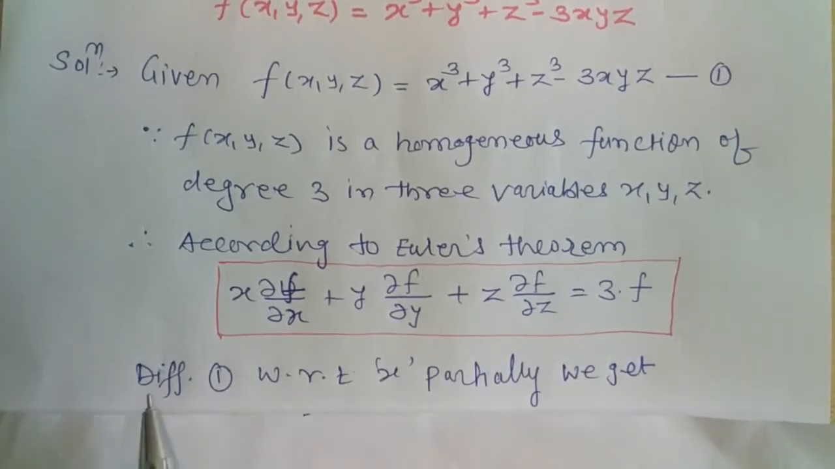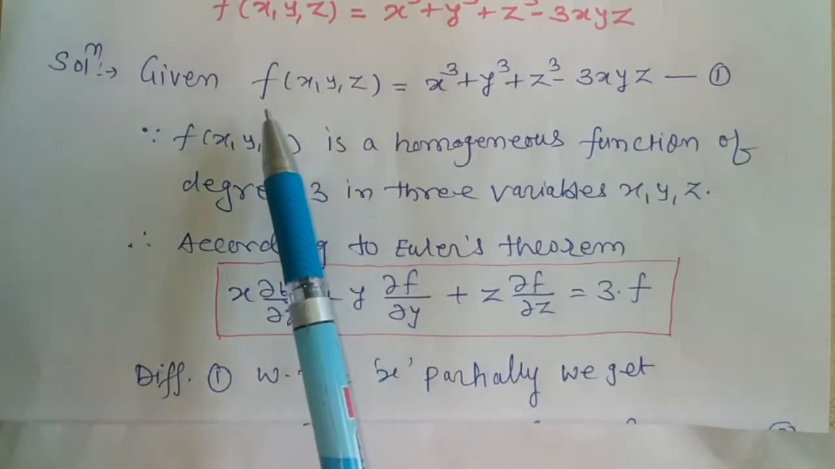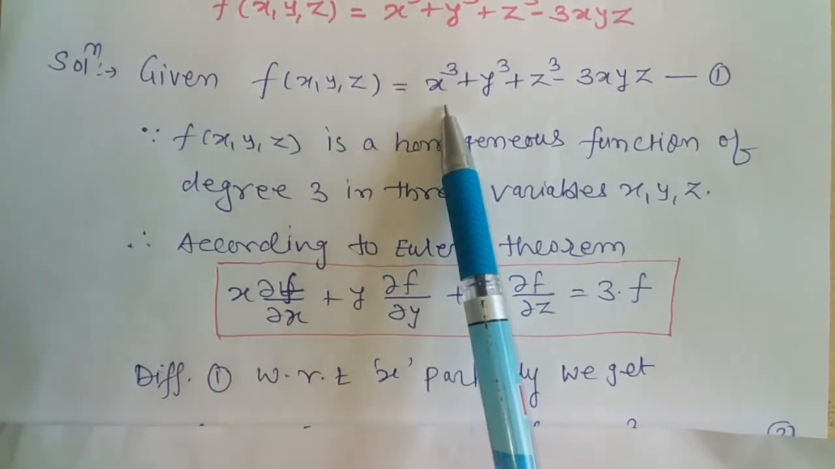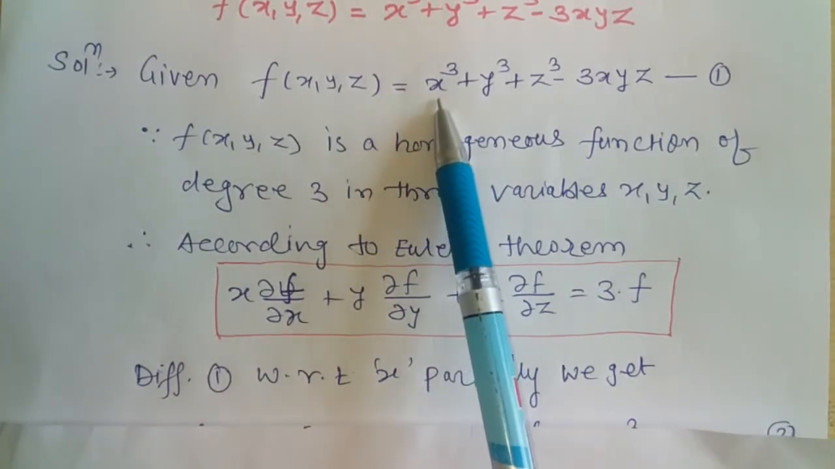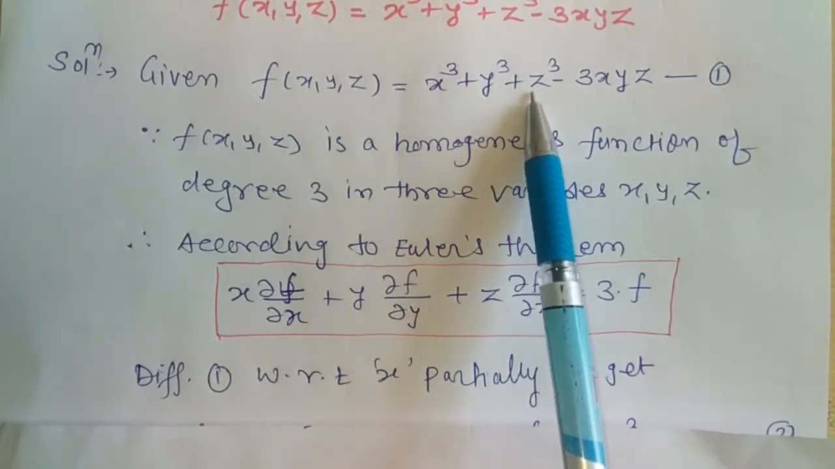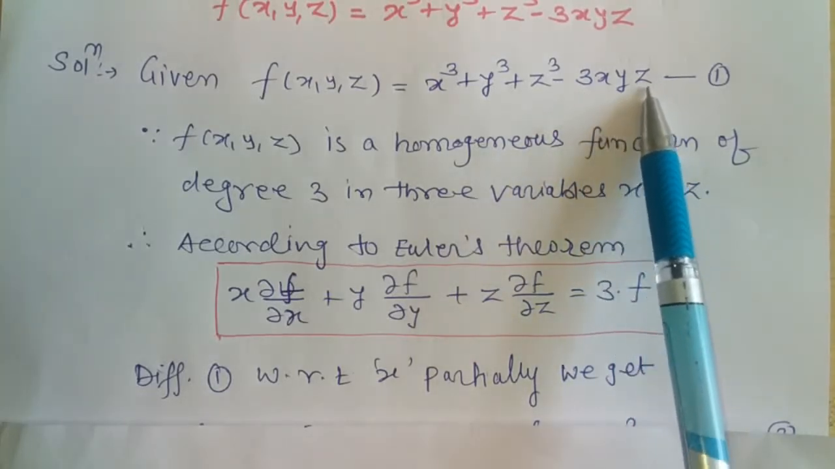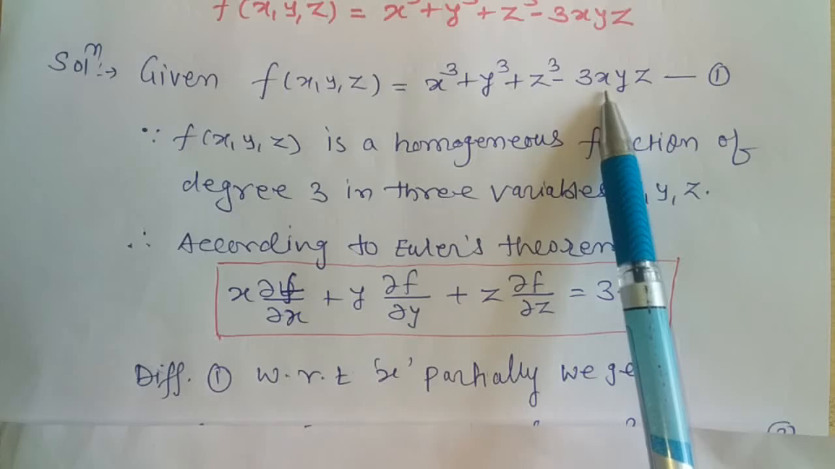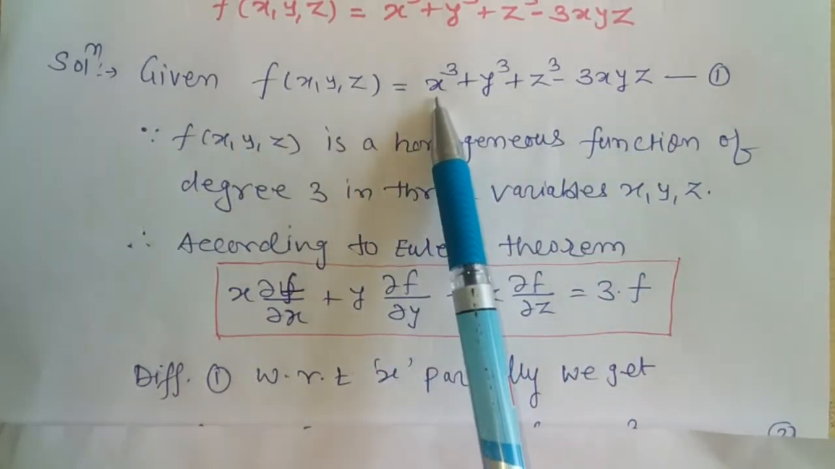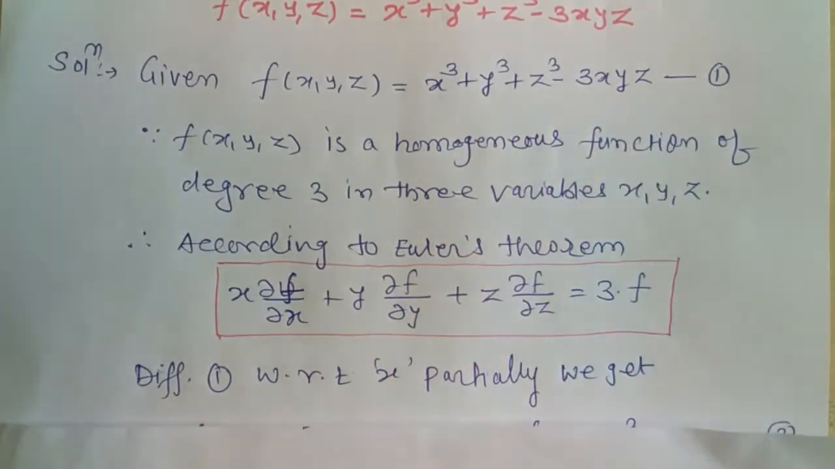So differentiate first with respect to x partially. We get partial differential of f with respect to x is del f by del x. Here the partial differential of x cube with respect to x is 3x square. y and z are constant, so their derivative is 0. Minus, here 3yz are constant with respect to x, and the partial differential of x with respect to x is 1. So we have del f by del x equal to 3x square minus 3yz.